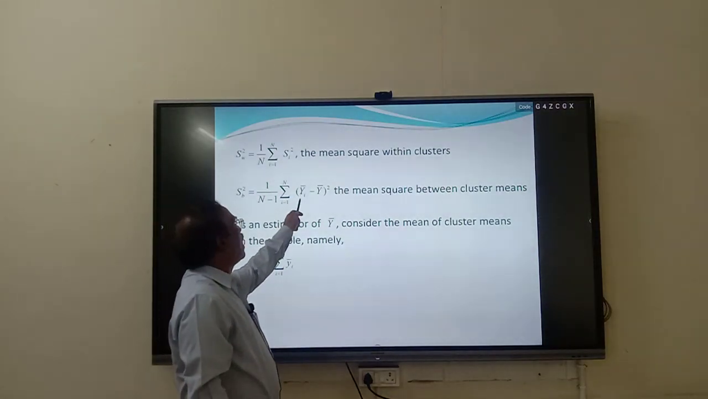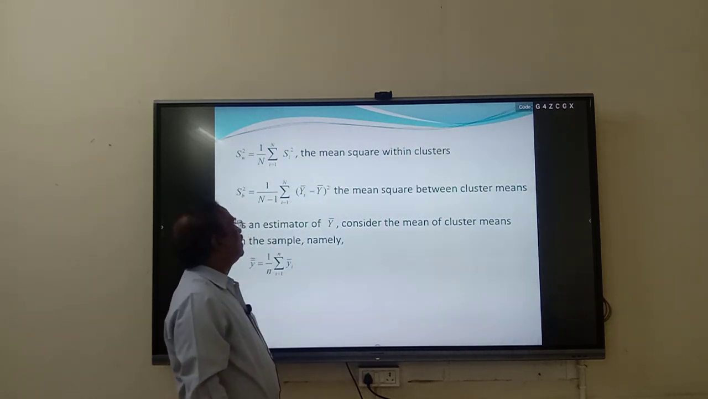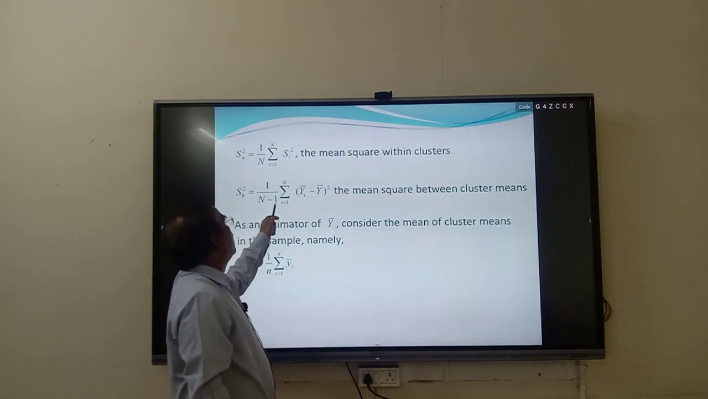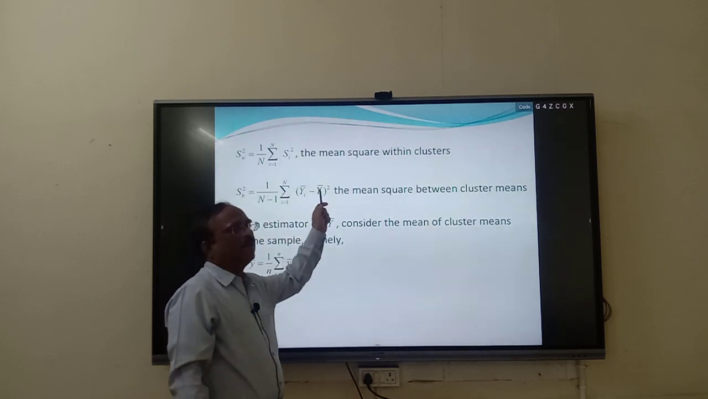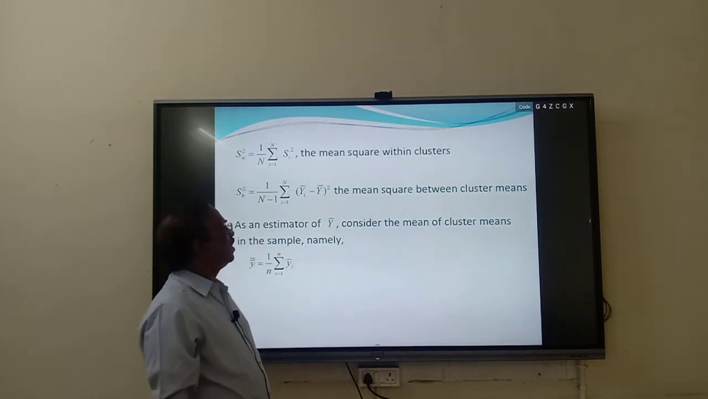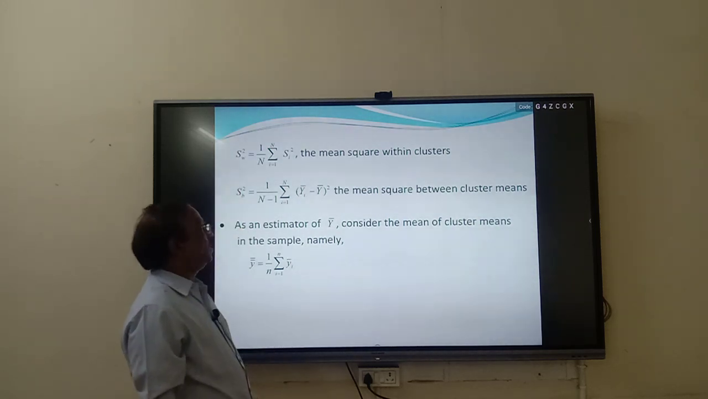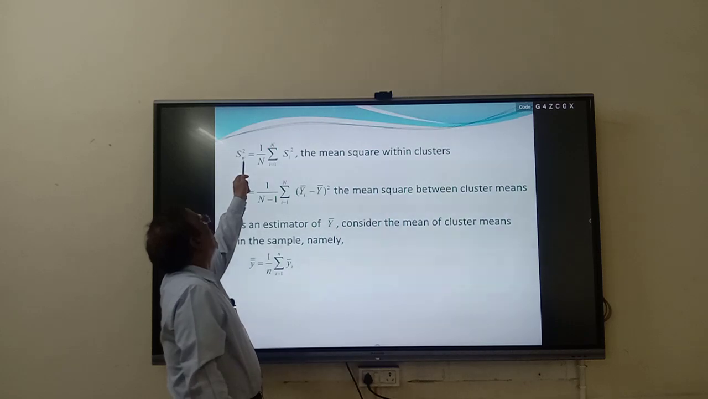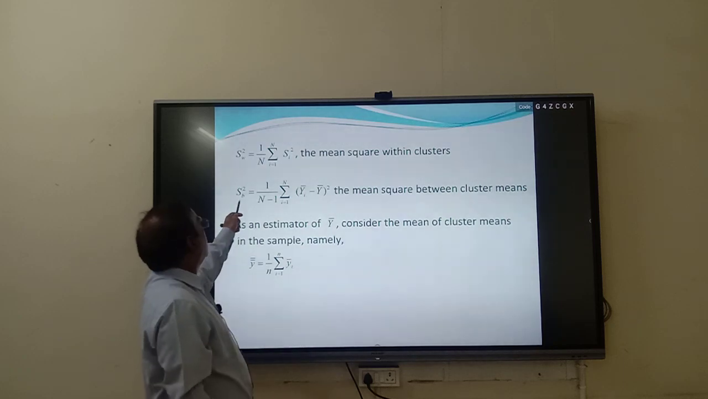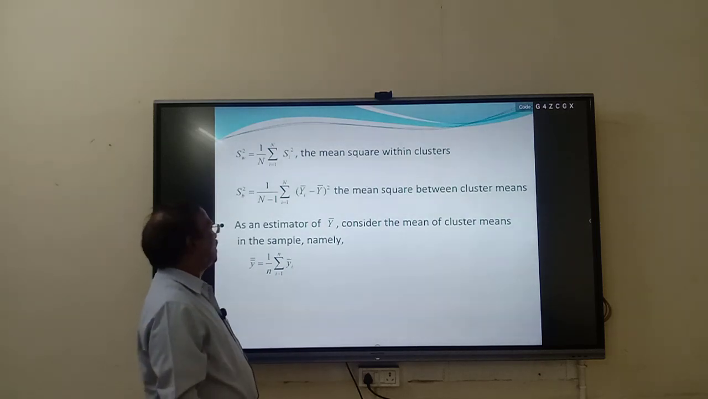So by this yi dot bar and reducing it by subtracting the mean y bar, this gives SB square equals 1 by N minus 1, sum i goes from 1 to N, yi dot bar minus y bar whole square, the mean square error between cluster means. So these two terms are very important, SW square and SB square. Here the notation W denotes the mean square error within clusters, and here the B denotes the mean square error between clusters, cluster means.